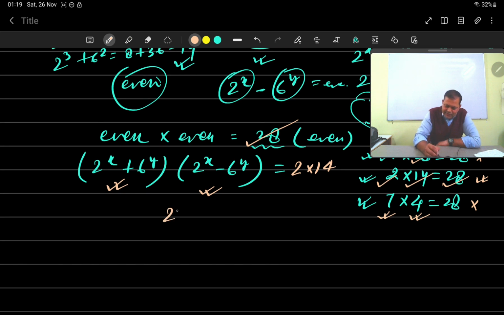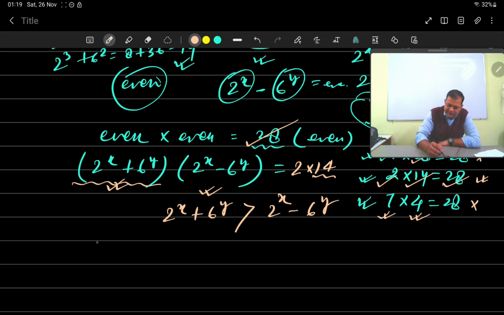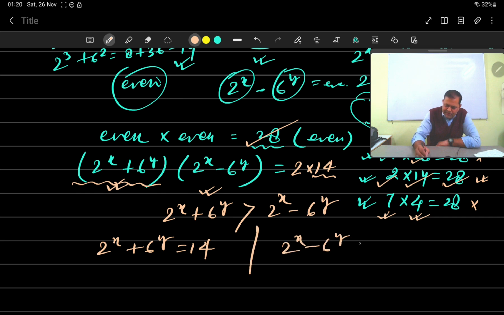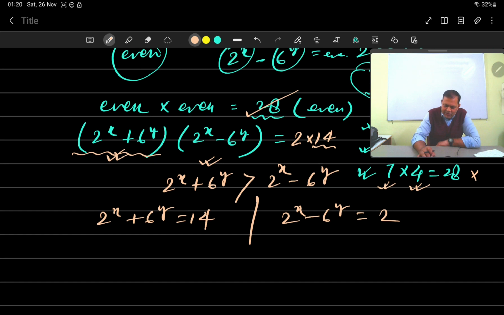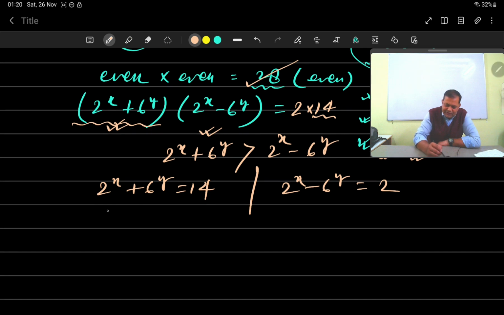Now you can say that 2 to the power x plus 6 to the power y is greater than 2 to the power x minus 6 to the power y. And so by comparison, 2 to the power x plus 6 to the power y is equal to 14, and 2 to the power x minus 6 to the power y equals 2. Okay, now just see here what is the value of x and y.